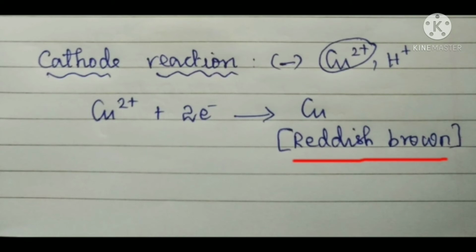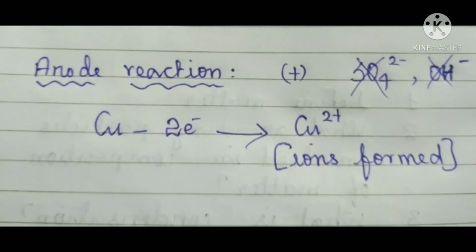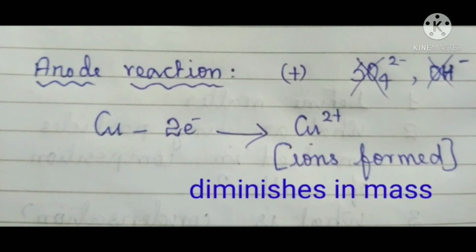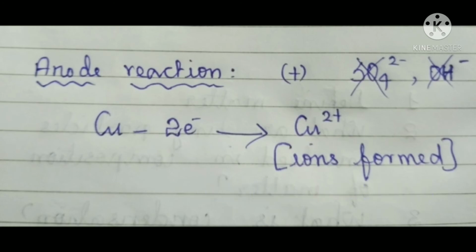This is the observation. Then at the anode, 2 ions will migrate. Even though 2 ions will migrate, the anode is made up of copper. Did you understand, children? So this copper will dissolve, or it loses 2 electrons and produces Cu2+. So the observation is the anode diminishes in mass.